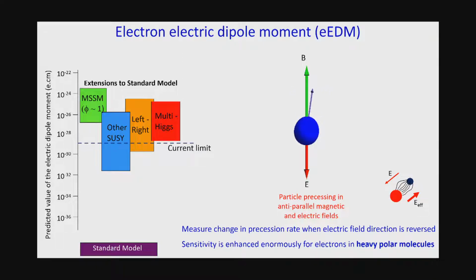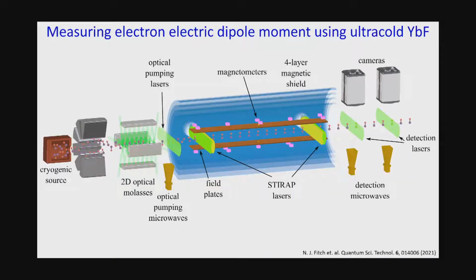And for that reason, most EDM experiments being done these days use these heavy polar molecules. At the moment, those experiments all use warm molecules, but we think we could make more sensitive, more precise experiments by cooling the molecules down to low temperature. So to that end, we're building an EDM experiment using ultracold terbium fluoride molecules.